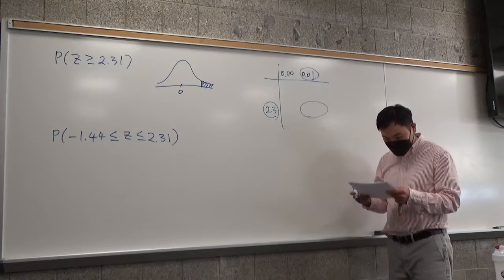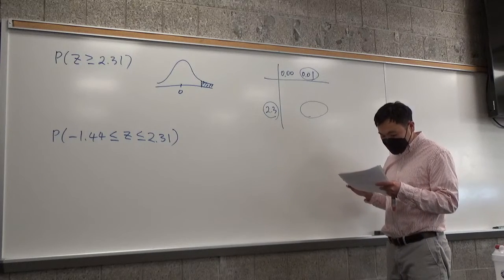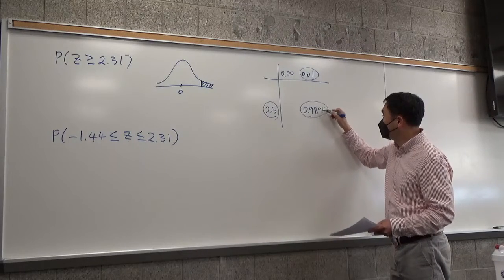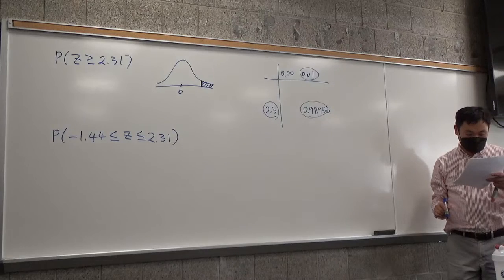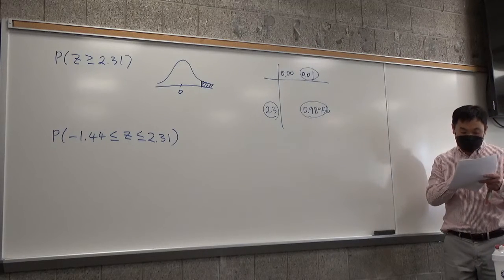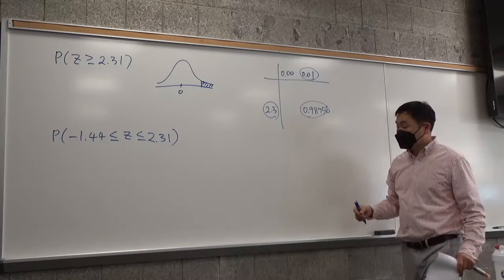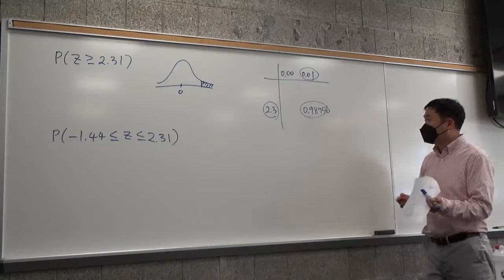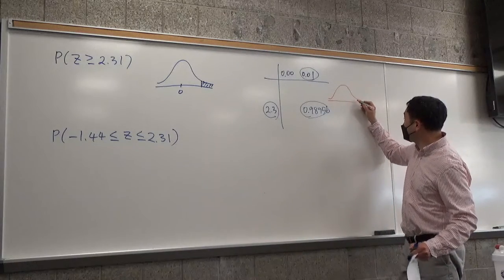For 2.31, you get 0.98956. Okay, 2.31, 0.98956. Okay. But remember that this is actually area from negative infinity until here.